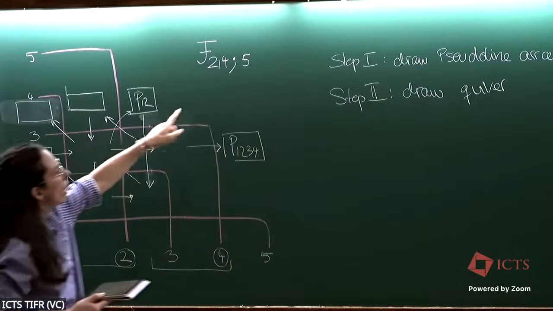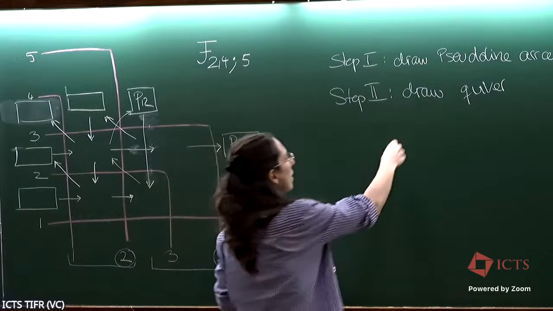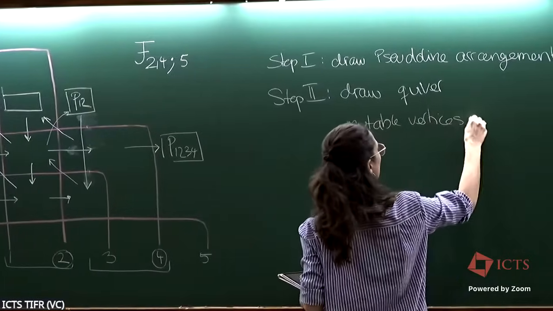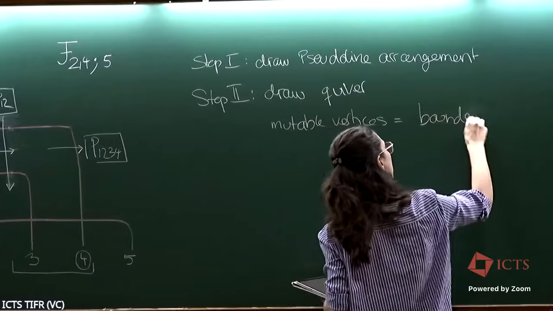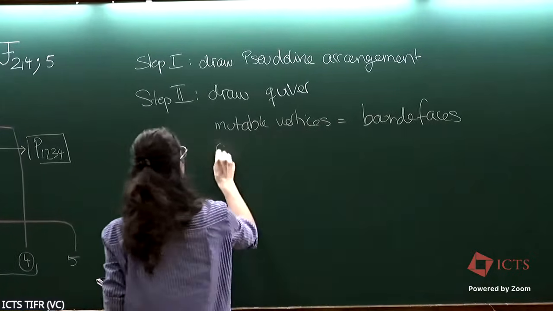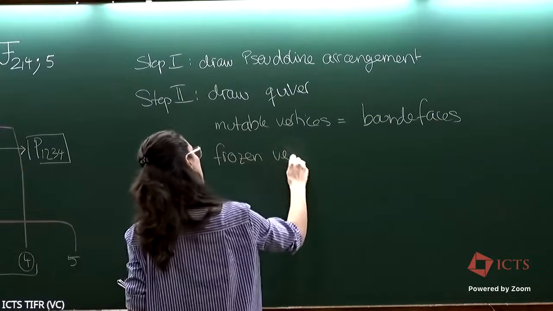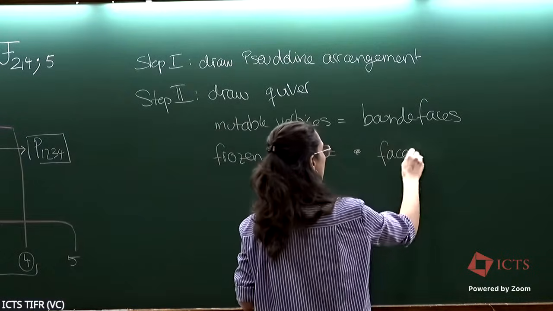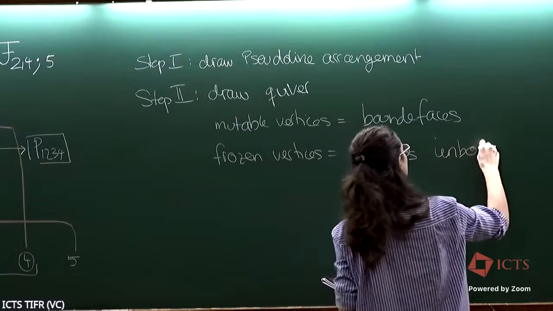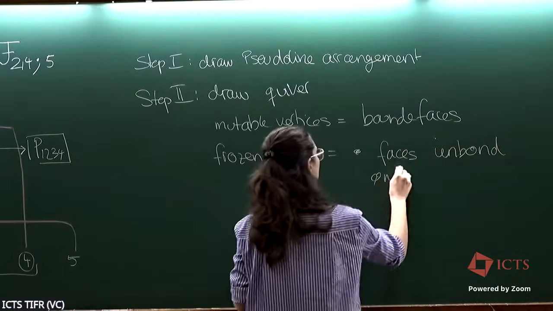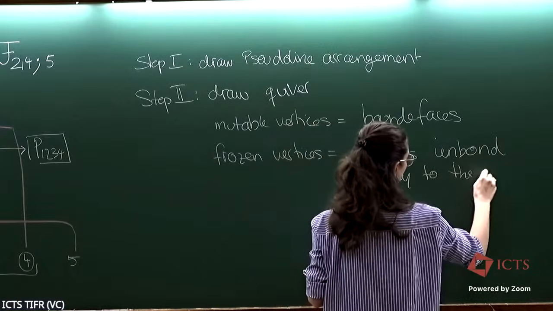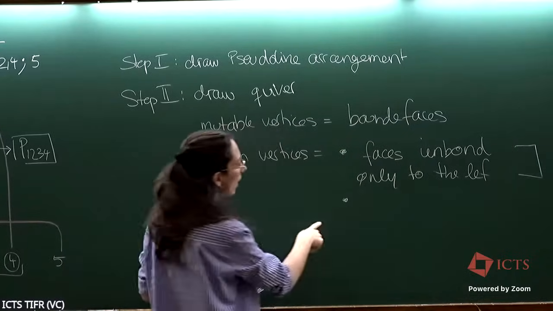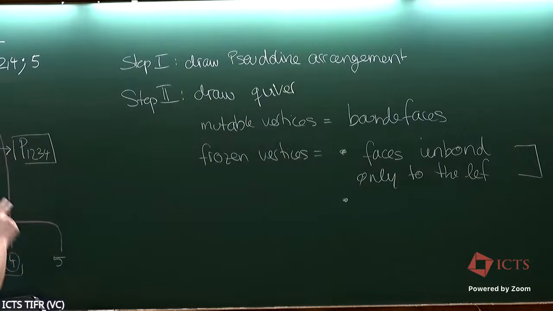And we already saw how to draw the quiver associated to it. We had the correspondence between mutable vertices and bounded faces. Frozen vertices, we had 2 types. The one type was faces unbounded only to the left, so of this form. And the other type was one extra vertex for every element of our support vector.